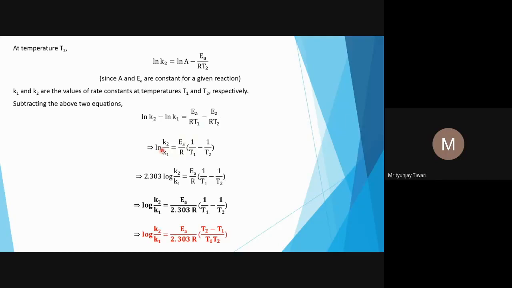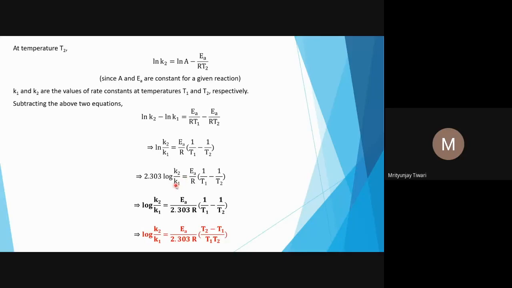So the natural base, you can convert this natural base into base 10. We can do this by simply multiplying. We can change base e to base 10, and what we have to do is just multiply by a factor 2.303, and this will be easily converted. So ln K2 by K1 is equal to 2.303 log base 10 K2 by K1, and the right hand side is the same, E by R into 1 by T1 minus 1 by T2.